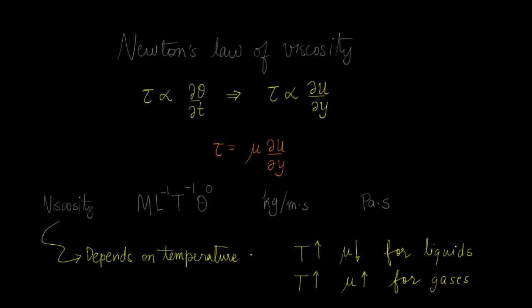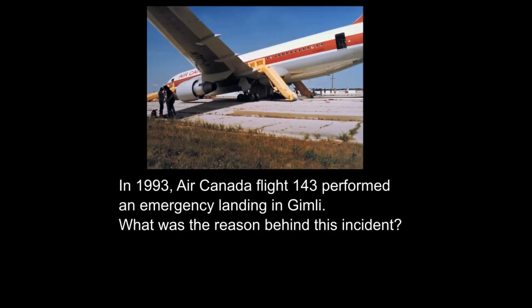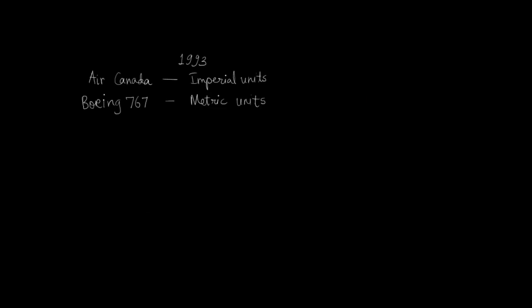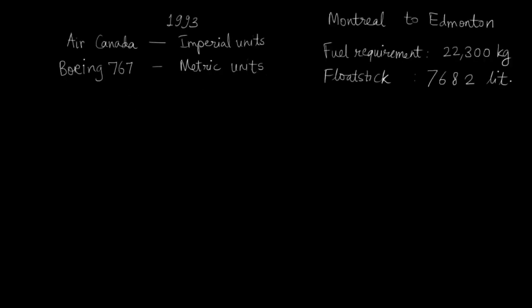Now coming back to the original question, what was the reason behind Air Canada Flight 143 performing an emergency landing in Gimli, Canada? In 1993, Air Canada was still working with imperial units, whereas the new shipment of Boeing 767s at that time were shipped with metric units. The distance between Montreal and Edmonton was such that the fuel requirement was 22,300 kilograms. The pilot had measured prior to the flight that the tanks already contained 7,682 liters of fuel with the help of a float stick, which is an analog device.